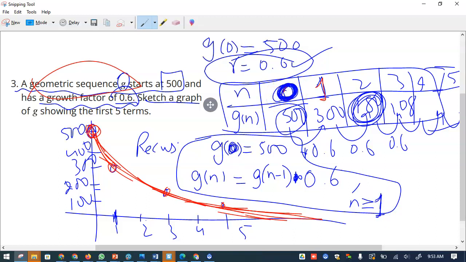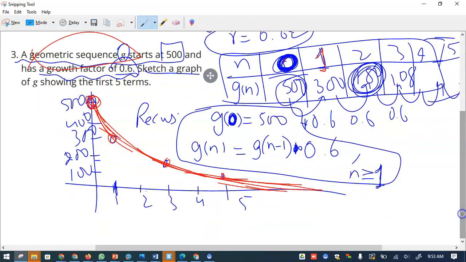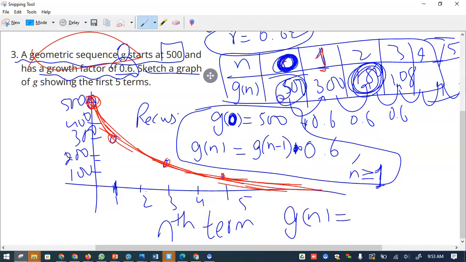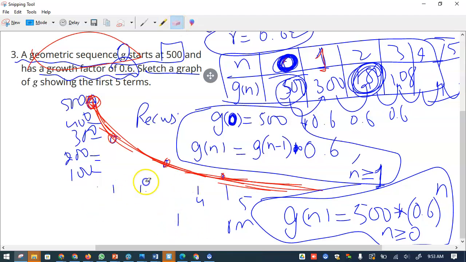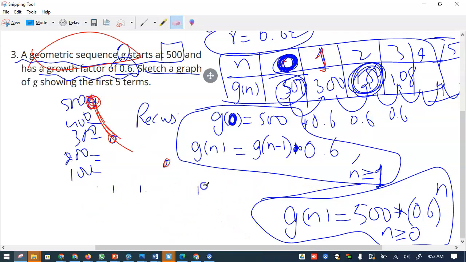This 0 is already used up here, and if the question was asked what is the nth term, then you say okay, it is g n, and the very first one is 500, and how many 0.6 do you multiply after that, raised to the power n, and here we say n greater than or equal to 0. So that's how you're supposed to write. This is the nth term. I hope this helps.